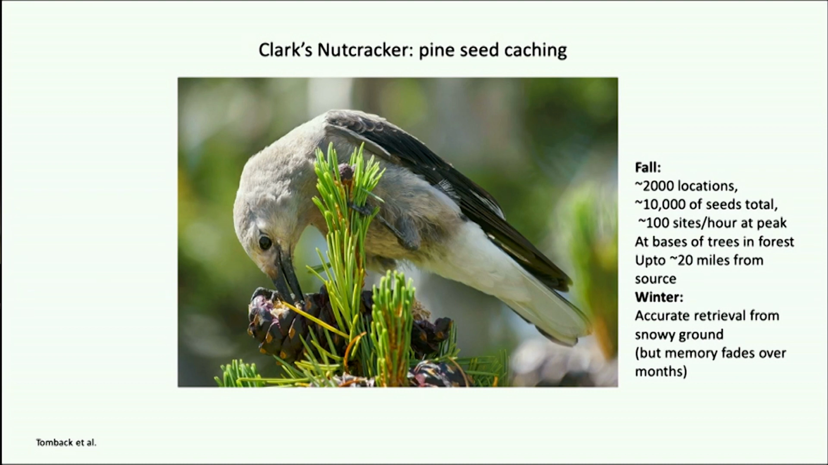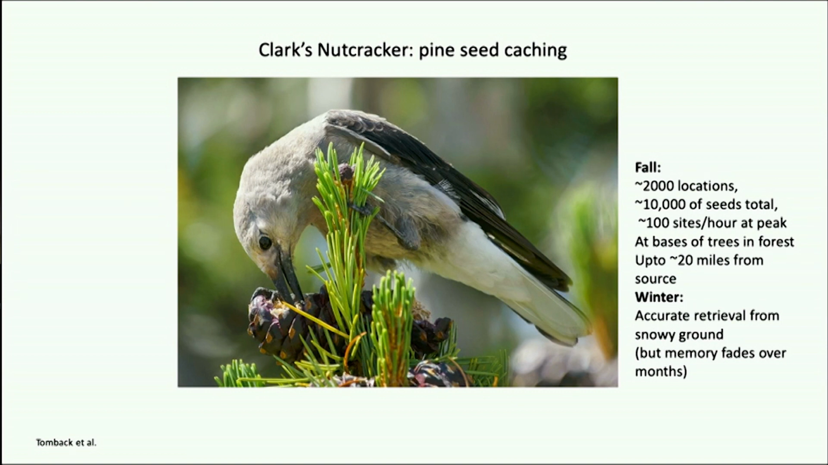And typically in the fall, they'll cache food in 2,000 locations, about 10,000 seeds in all, about 100 sites per hour at the peak caching time. Typically those cache sites are the bases of various trees, but those trees are widely distributed, over a 20-mile range or so. And they retrieve food from those caches with decent and relatively high fidelity. So over a 20-mile range, it can't be a random search over all the bases of the trees.